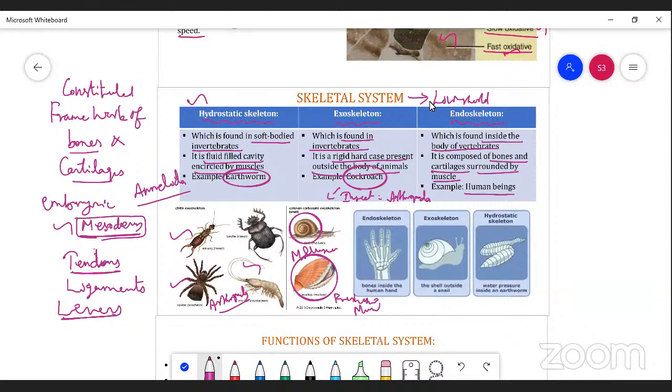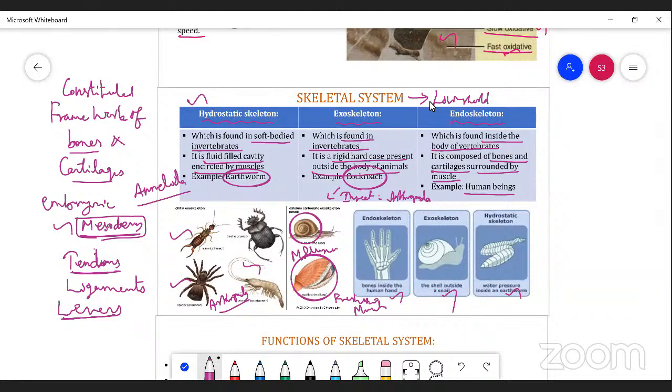Endoskeleton. Example, human beings, because the vertebrae and bones are present inside the body. Bones and cartilages are totally composed and form the skeletal system that is surrounded by the muscles. See the example, the human bones. The hydrostatic skeleton is another example.